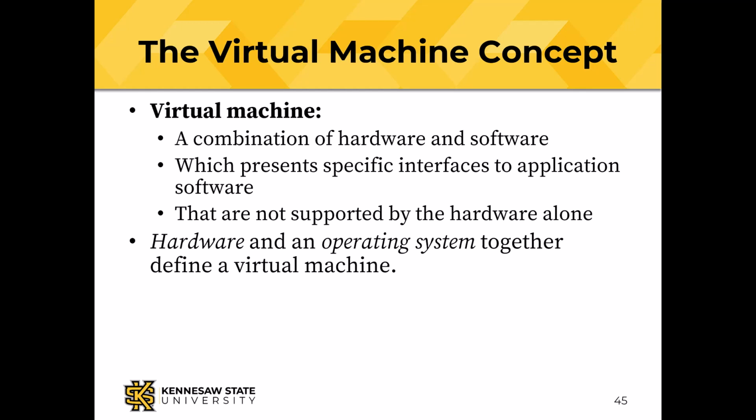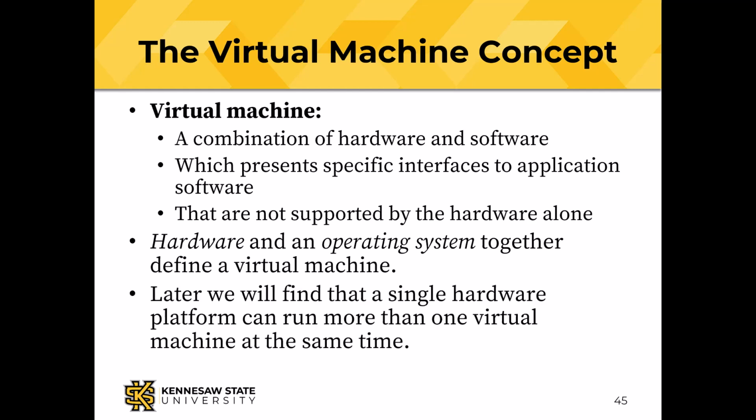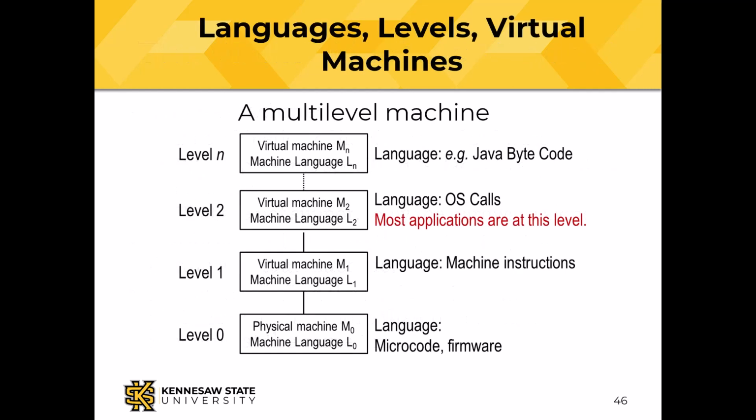So hardware and software, there's a computer under my desk, it's running Windows 11, and I have a Windows 11 virtual machine. I could come in with a handful of CDs, format the disks. I can have a Linux virtual machine on the same hardware. Let's look a little bit more closely. Down at the bottom, level 0, is the physical machine. We're going to call it M sub 0, and it has a machine language L sub 0.